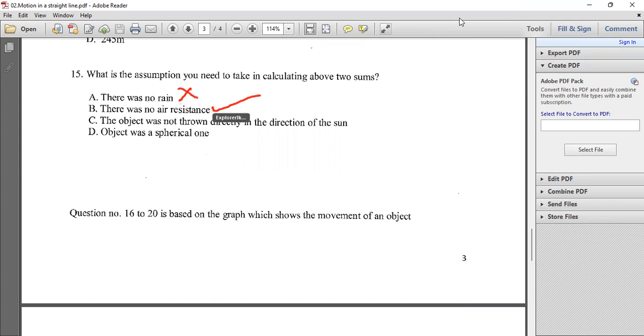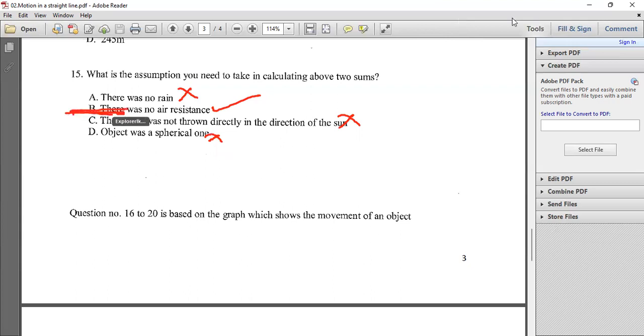Let's go to the other answers as well. The object was not thrown directly in the direction of the sun. No, that's not a matter. That's not a fact that affects calculations. The object was spherical. That is also not much of an effect caused by the shape of the object. There is an effect caused by the shape of the object, but we don't have to consider that. So the air resistance is absent. That's what you have to consider, right?